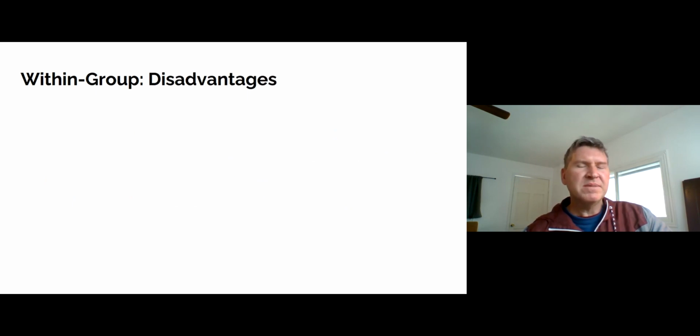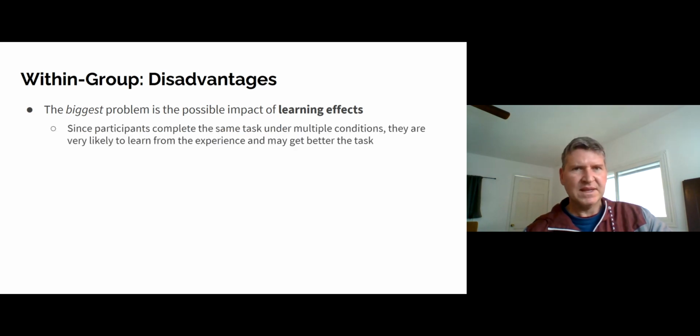Now, there's also some disadvantages. The biggest problem is the impact of learning effects. Since we're looking at participants completing the same task under multiple conditions, it's very likely they're going to learn from the experience and get better at the task. So the first assignment is going to be slower than the second and the third, regardless of the keyboard. This is what we call a learning effect.